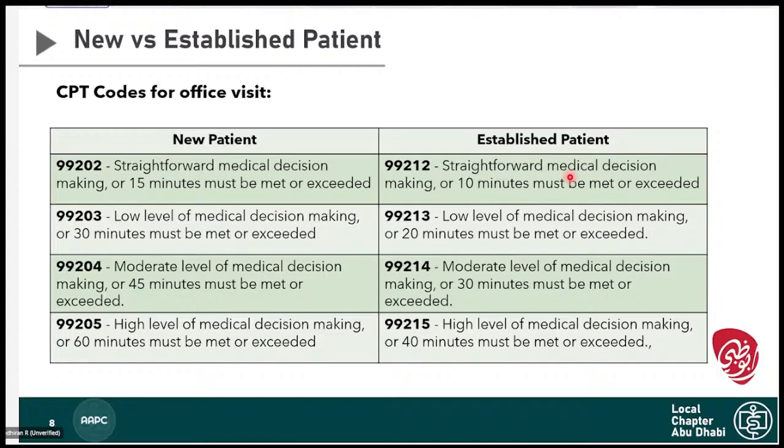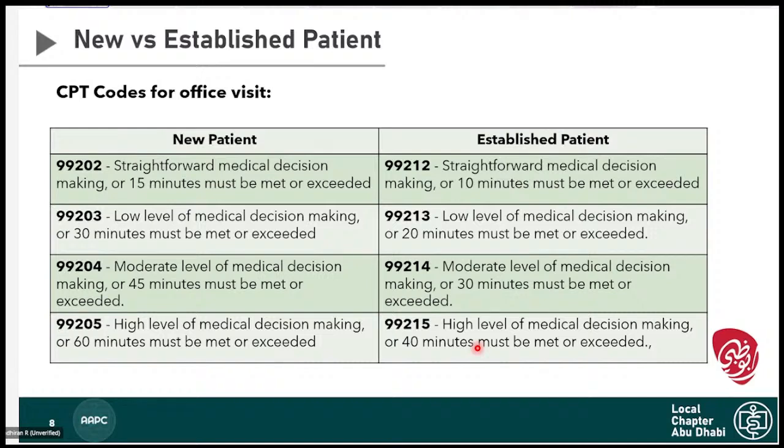Similarly for established patients, the codes are 99212, 213, 214 and 215. 99212 is straightforward medical decision making, or a minimum of 10 minutes is required. 99213 is low level of MDM, a minimum of 20 minutes is required. 99214 is moderate level of medical decision making, a minimum of 30 minutes is required. 99215 is high level of MDM, and a minimum of 40 minutes must be met or exceeded.